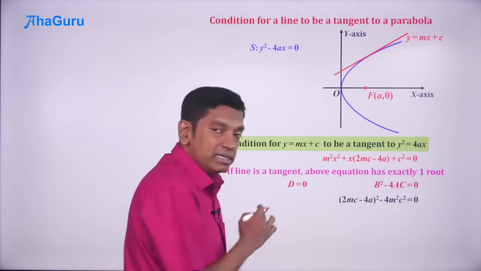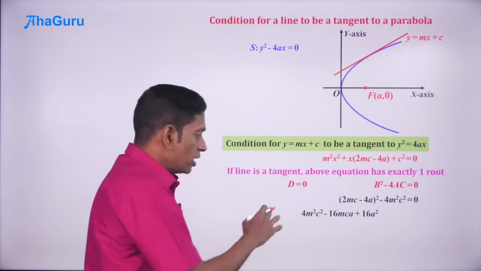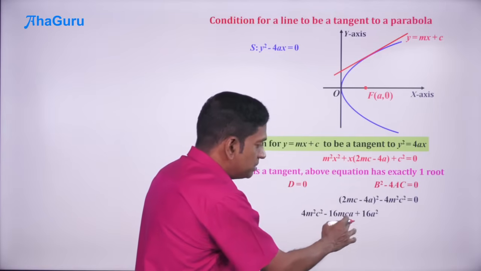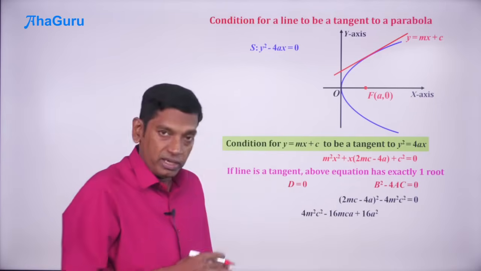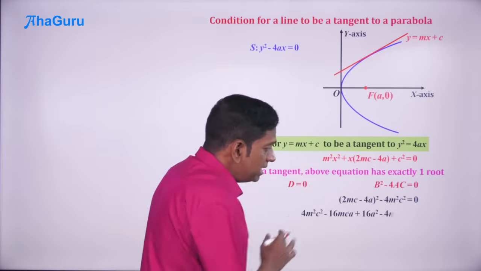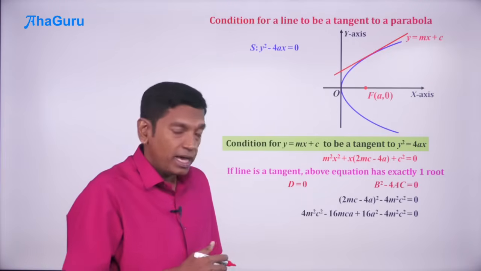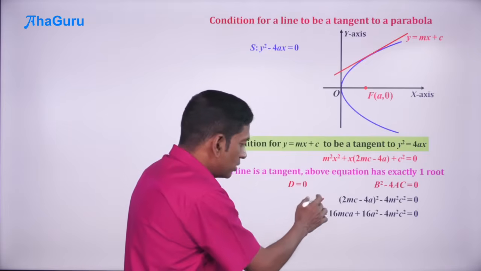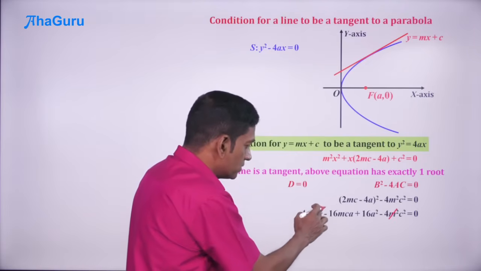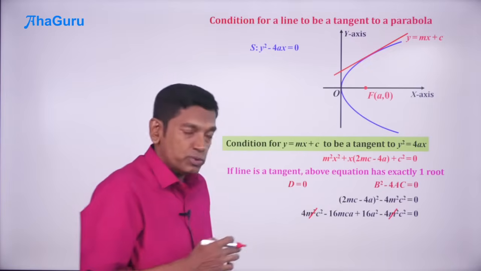If you expand this, you get 4m squared c squared minus 16mca plus 16a squared minus 4m squared c squared equals 0, and here you can cancel these two terms, 4m squared c squared and minus 4m squared c squared.